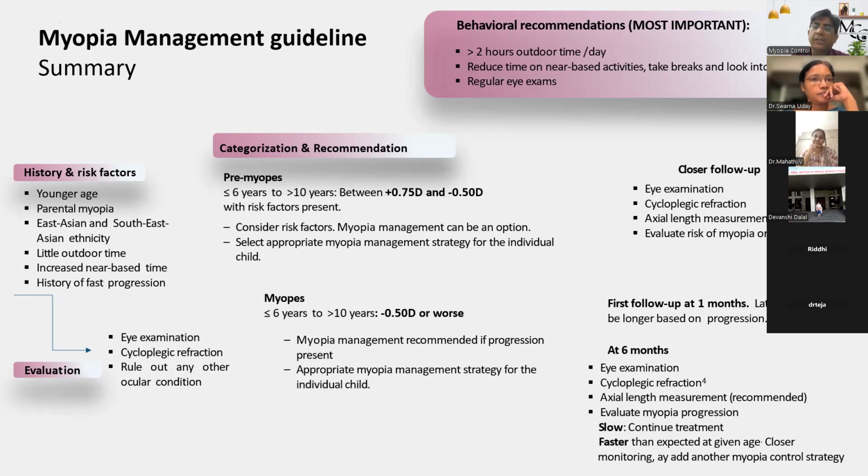And you always have to tell them that whatever you do, this is the most important thing: they have to do behavioral modifications. Otherwise, it is not possible for you to treat them. If you give atropine, if you give peripheral defocus lenses, and he's sitting 6 hours doing near work, it is not possible. You cannot fight nature. You can't fight their hormonal changes, what is going on in the eye.